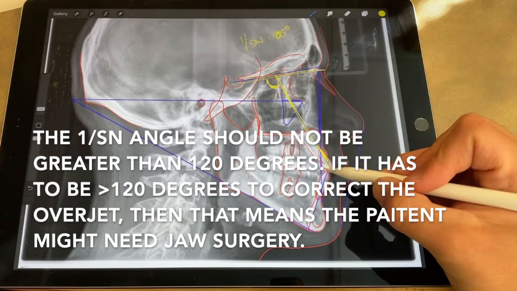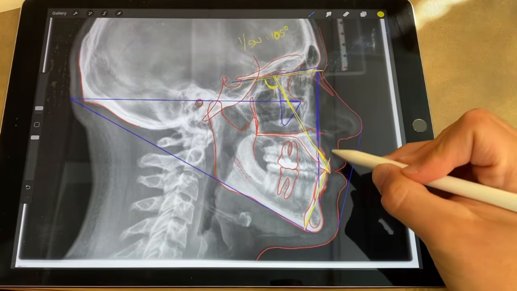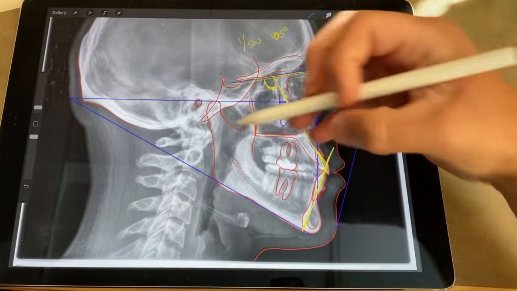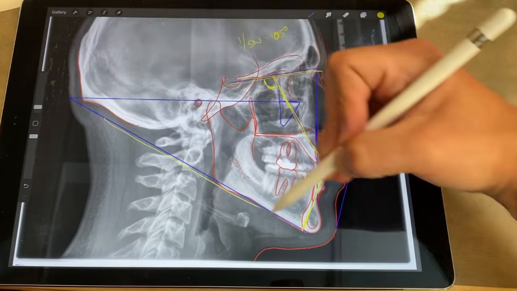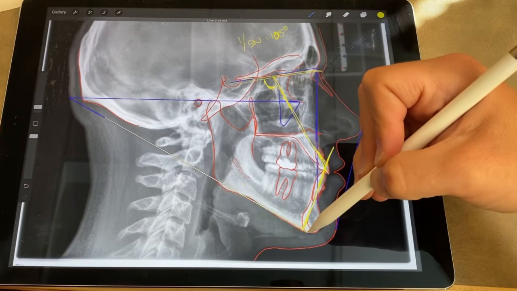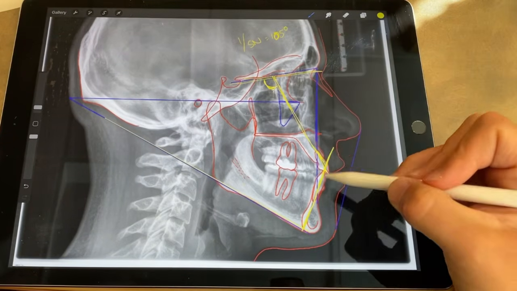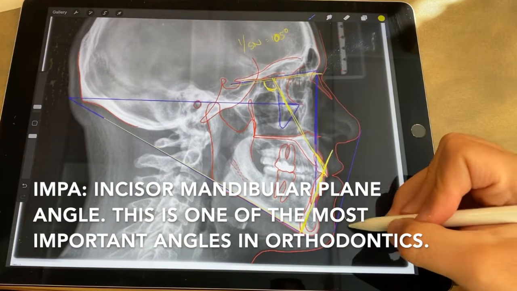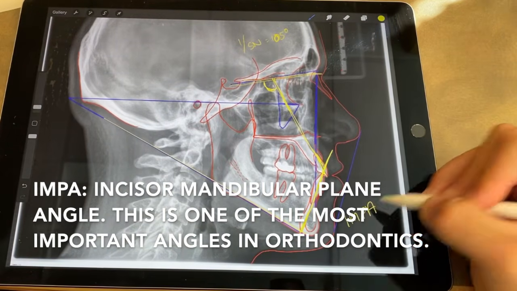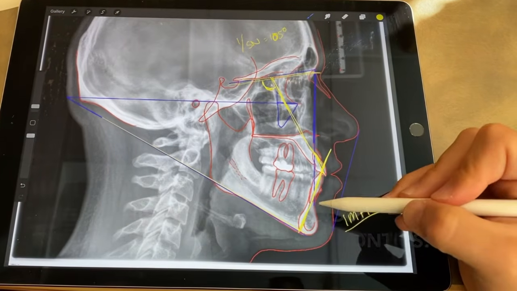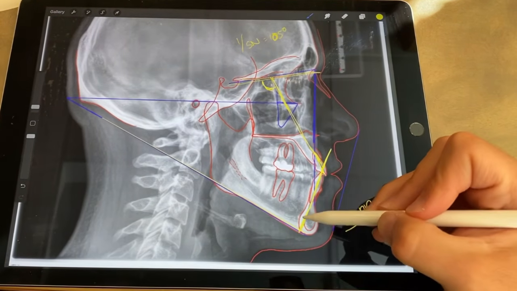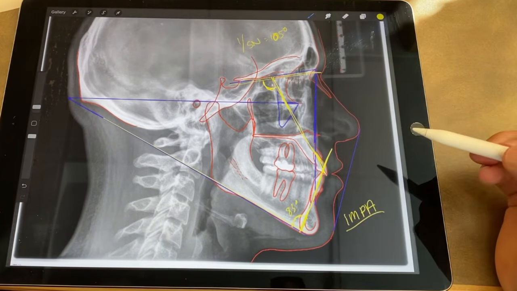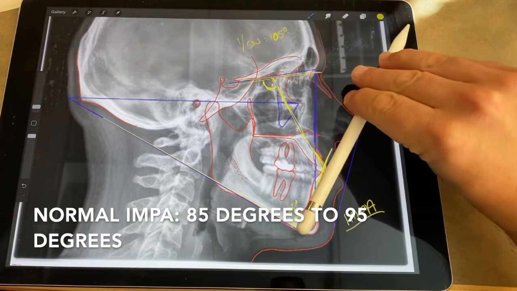Now the same is with the bottom, right? This line right here. So this is the lower 1. And then what's this line here? Remember this line? That is our mandibular plane. So this is our incisor to mandibular plane angle. So we call that our IMPA. Incisor to mandibular plane angle. Now, for me, that number, I believe, is somewhere around like 83 degrees. Ideally, that number should be 90 degrees.